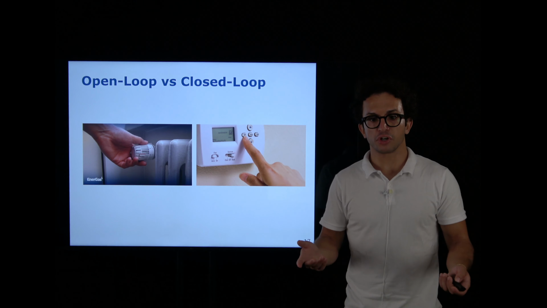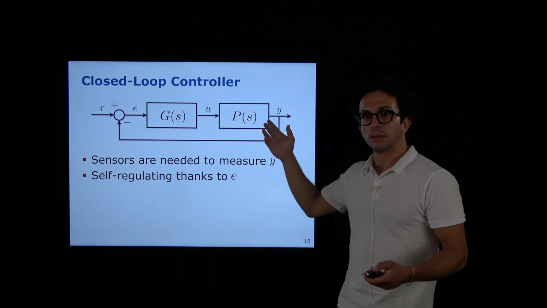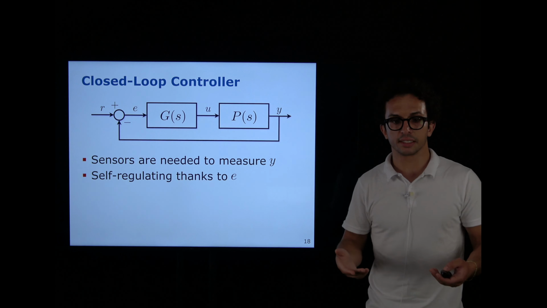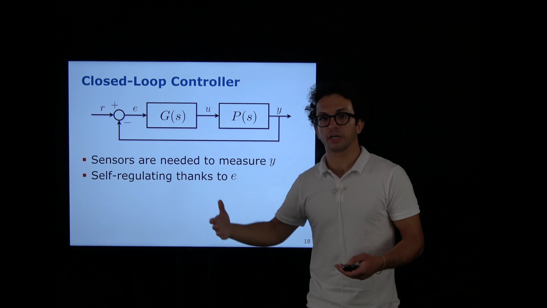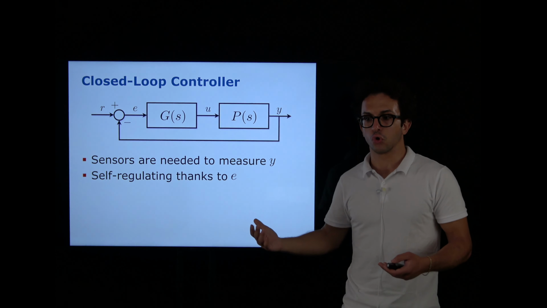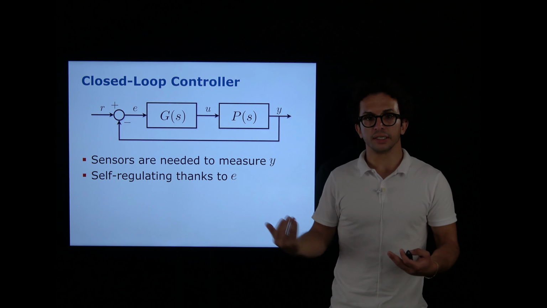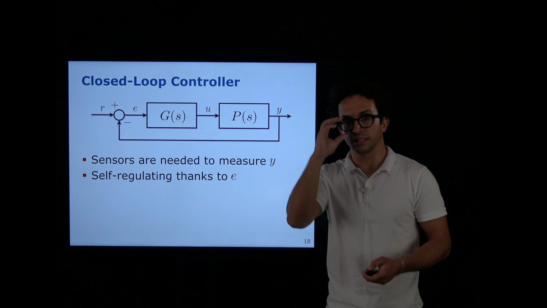So we need to measure, so we need sensors. So in here, there will be something that has to measure. So there are some sensors that need to measure the output of the system. And the controller, as I said, is self-regulating thanks to the error. So it changes its action in a dynamic way based on what it reads from the sensors and what kind of error it's dealing with.